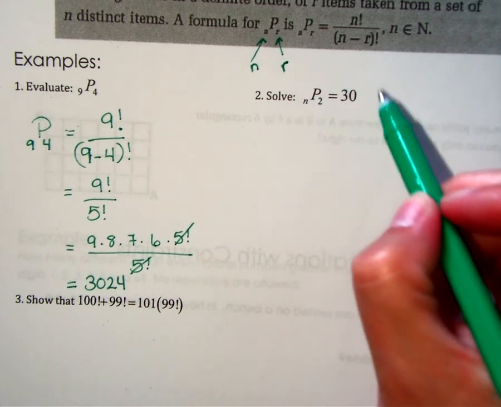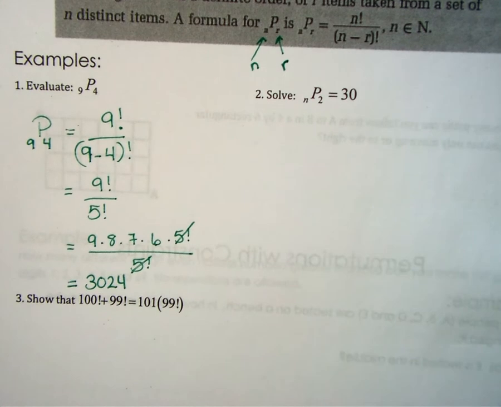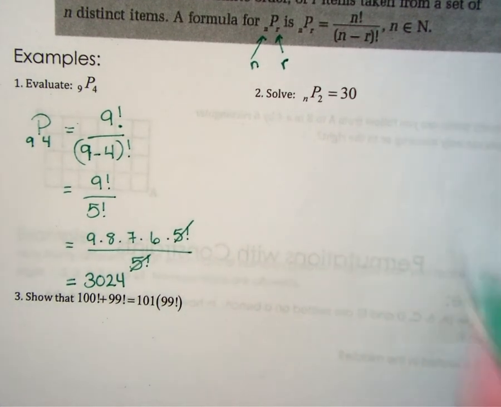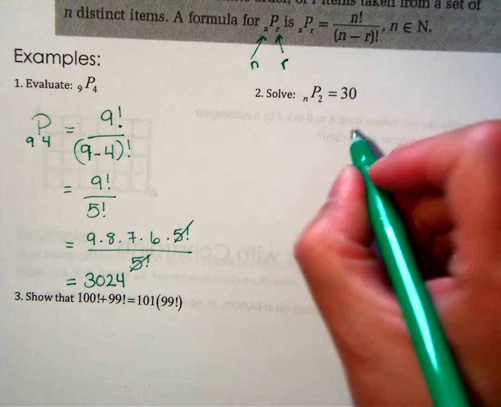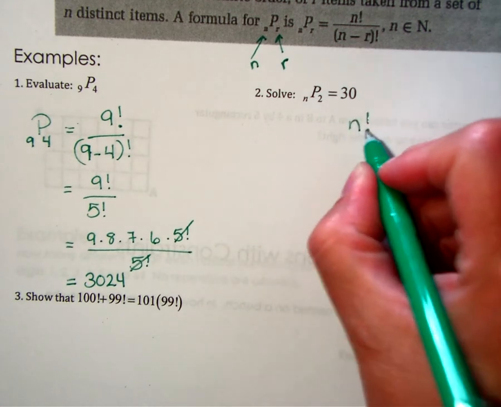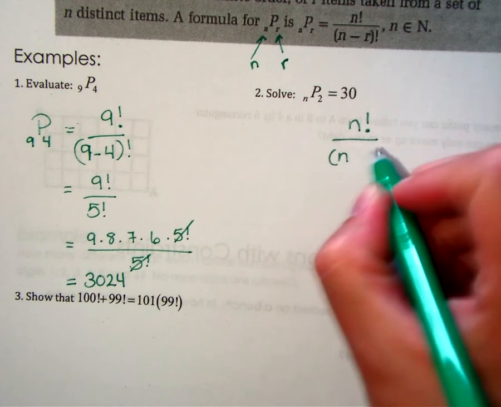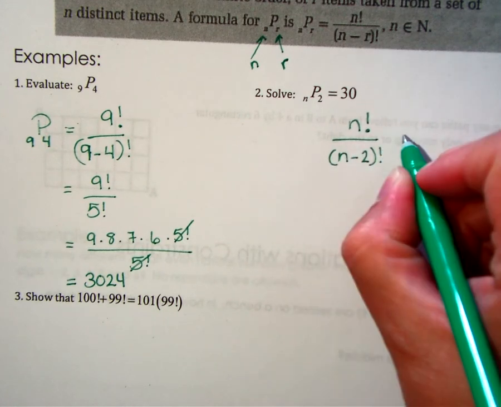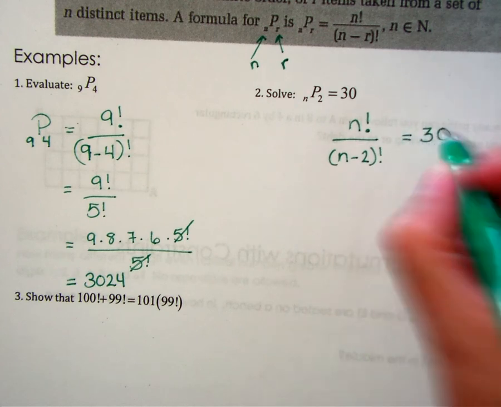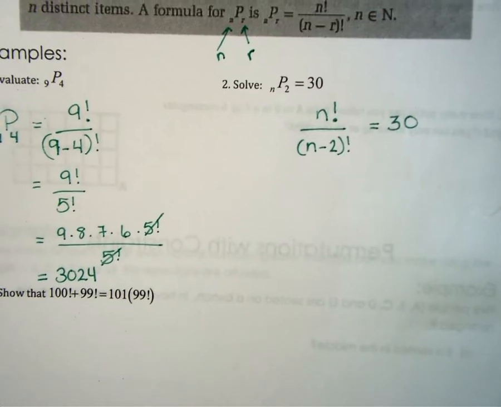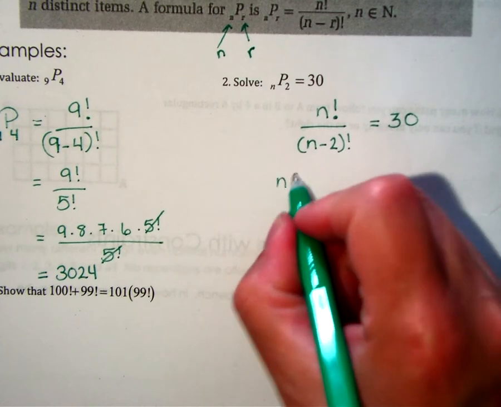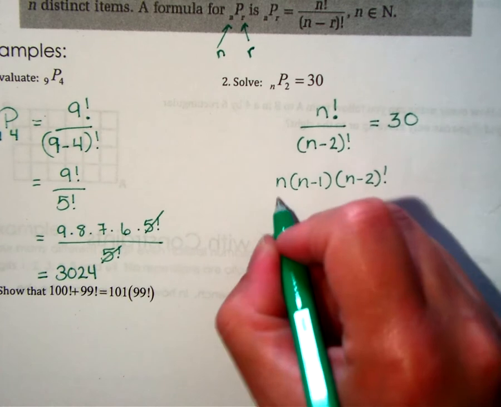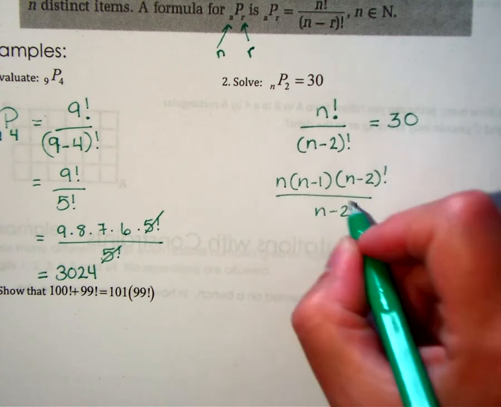Okay, so this is a situation where we don't know n. We don't know what n is, but we know it evaluates to 30. So we're going to use our formula. And so we know our numerator is n factorial. We know our denominator is n minus 2 factorial. And this all equals 30. So now we're going to go ahead and simplify. So we're going to have n times n minus 1 times n minus 2 factorial over n minus 2 factorial.